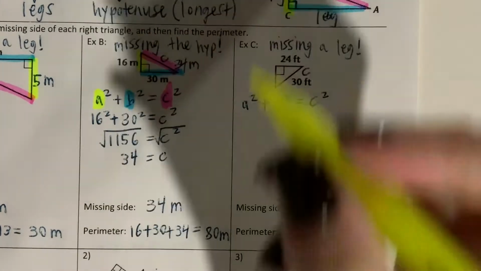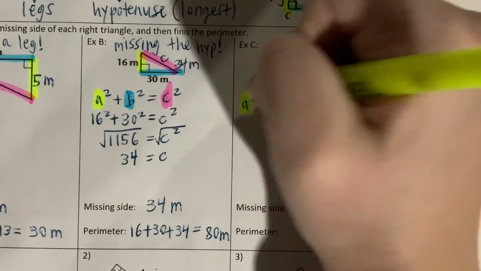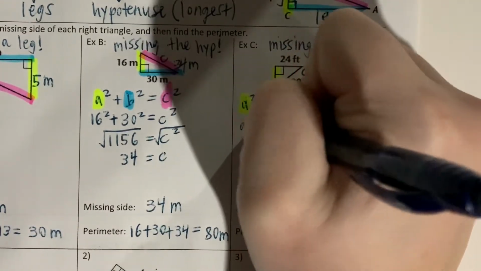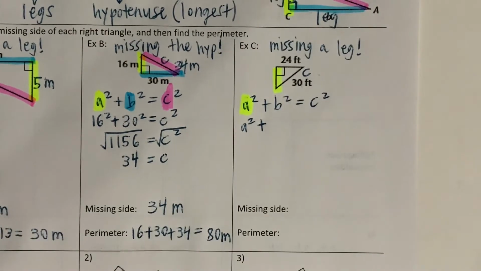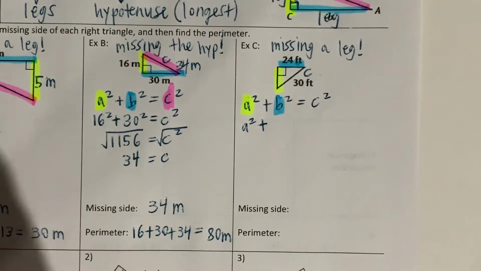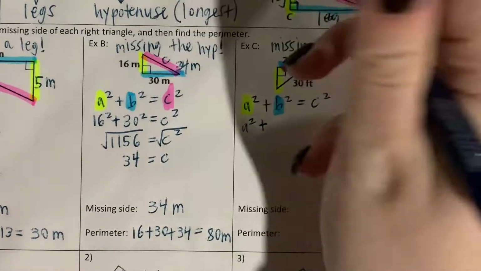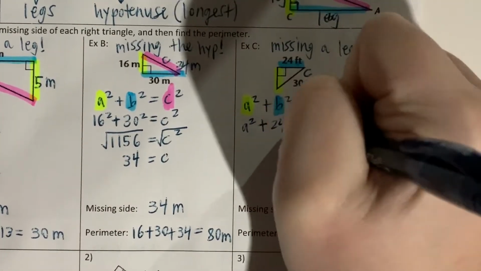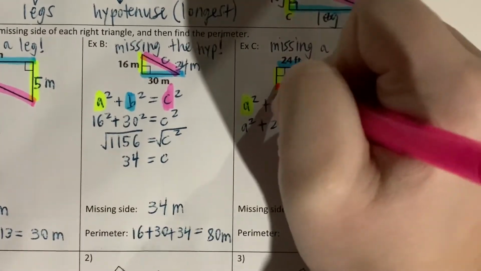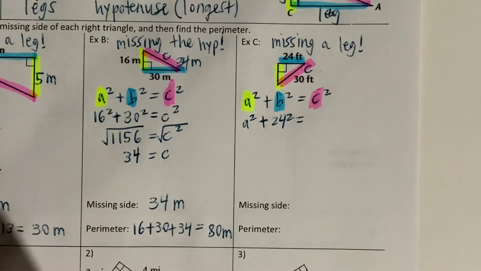So I'm missing a leg. I'm going to let that be my a. I don't know it. So I have a squared plus my other leg. So 24 I'm plugging in for b, equals my hypotenuse squared. And my hypotenuse we said is 30. So I'm plugging in 30 for c.